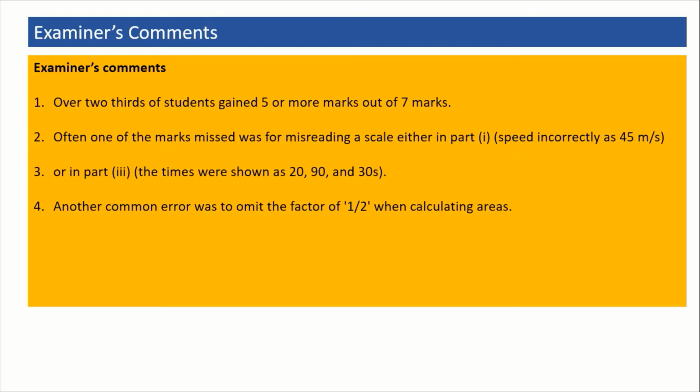Another common error was to omit the factor half when calculating areas. So that's again a silly mistake. We should not allow ourselves to do that. Only a few students used the trapezium method in part 3. So most of the students have used two triangles and the rectangle, adding the areas together. That is used by most of the students.